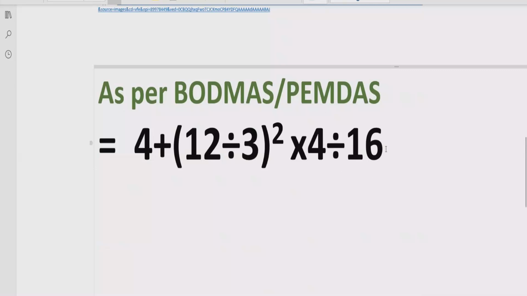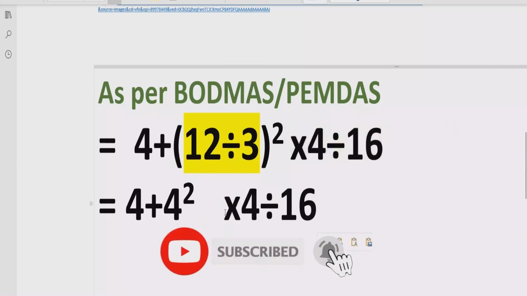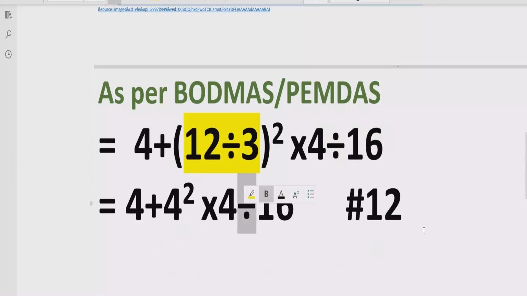According to the BODMAS and PEMDAS rule, first we have to solve the bracket. So in our expression, we have this bracket, which is 12 divided by 3. First of all, we have to solve this one, and this becomes 4. 12 divided by 3 equals 4. And we have another power on 4. We will write this power as it is, and this part we will write as it is. And we will give the reference 12 divided by 3 equals 4.